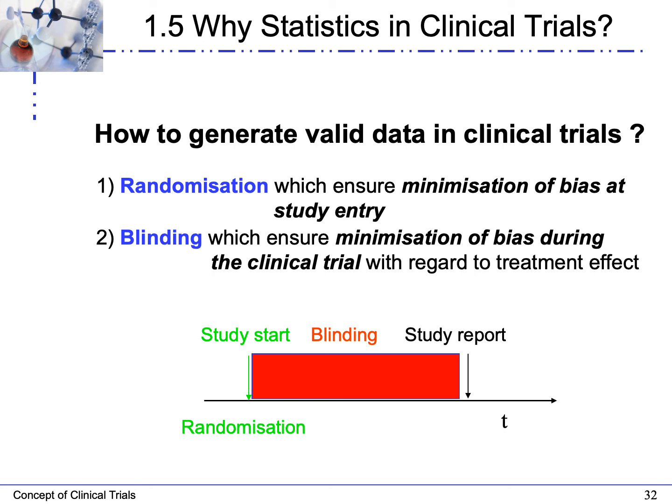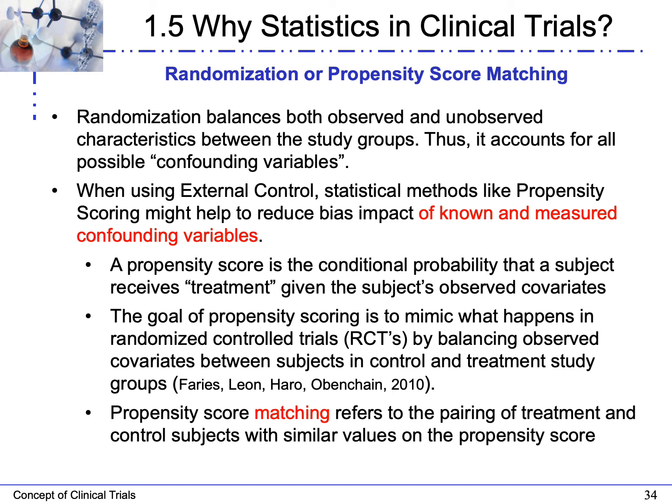So how to generate valid data in clinical trials? We have two tools. One is randomization, which ensures minimization of bias at study entry, and blinding, which ensures minimization of bias during the clinical trial with regard to treatment effect. As explained, randomization balances both observed and unobserved characteristics between the study groups, so it accounts for all possible confounding variables.